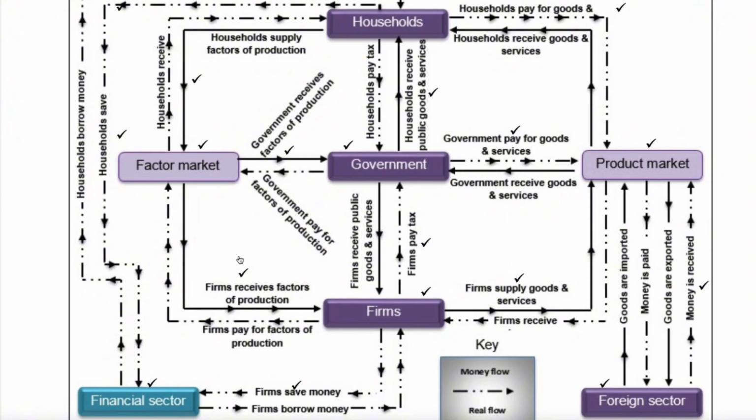Okay. So firms also pay tax to the government, and for the same reason that we pay tax, firms also receive public goods and services from the government.